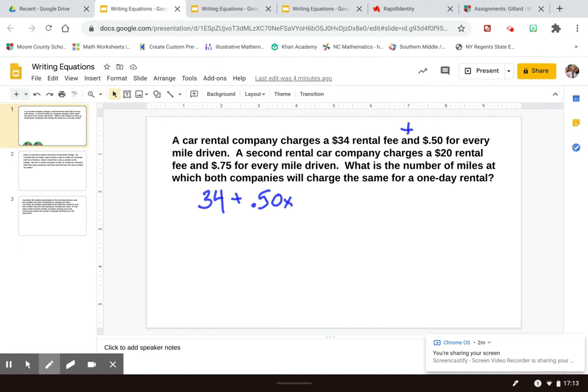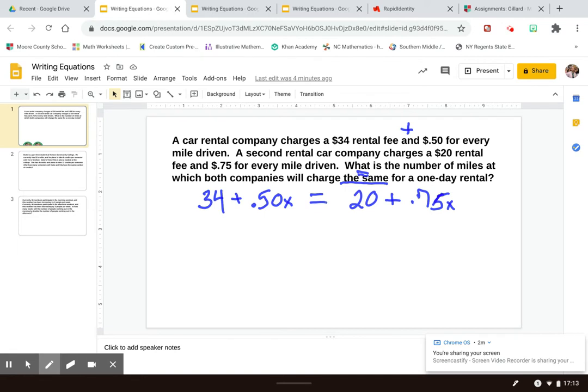So the second rental car company charges a $20 rental fee. So that's never going to change. And, which means addition, 75 cents for every mile driven. So that will be represented with 75 cents X. Then the problem says, what is the number of miles at which both companies will charge the same? So anytime we see the word the same in math, that means equals.